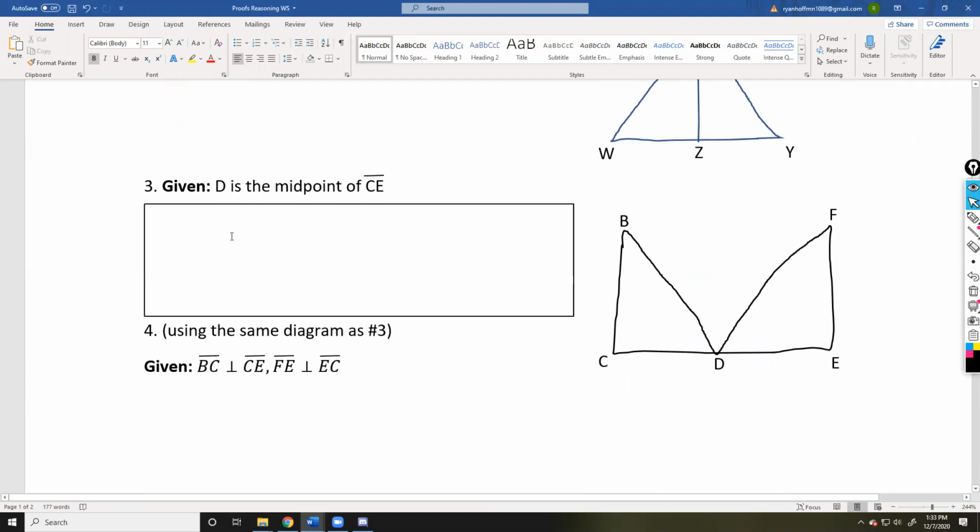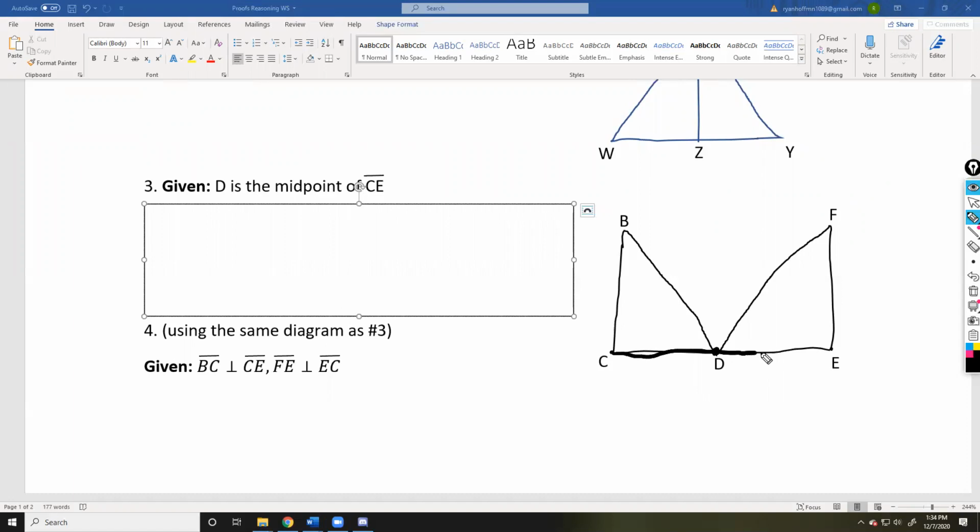So I'm going to do number 3 with you together. We're using this diagram over here on the right, and the piece of information that we're given is that D is the midpoint of C to E. So that must mean that we're focusing in on point D, and we're also focusing in on C to E, C out to E.